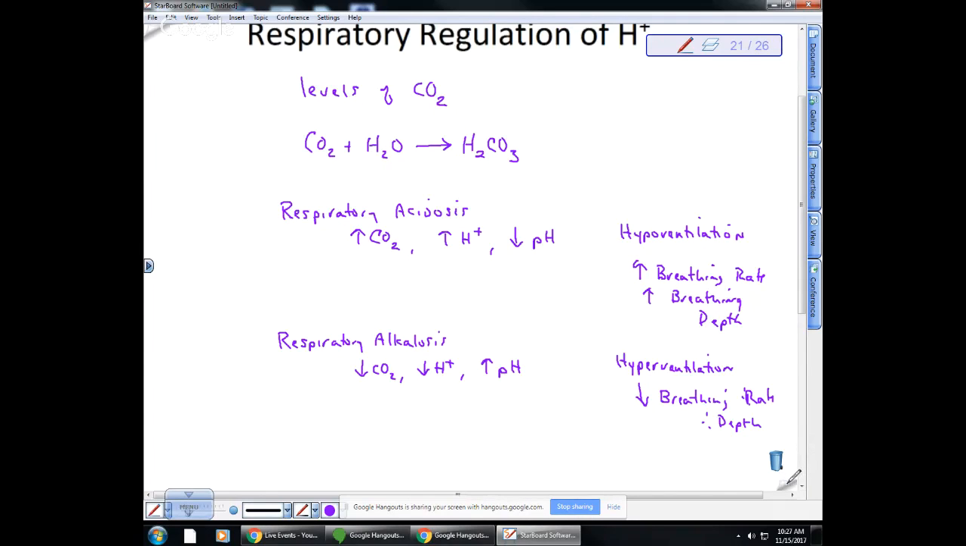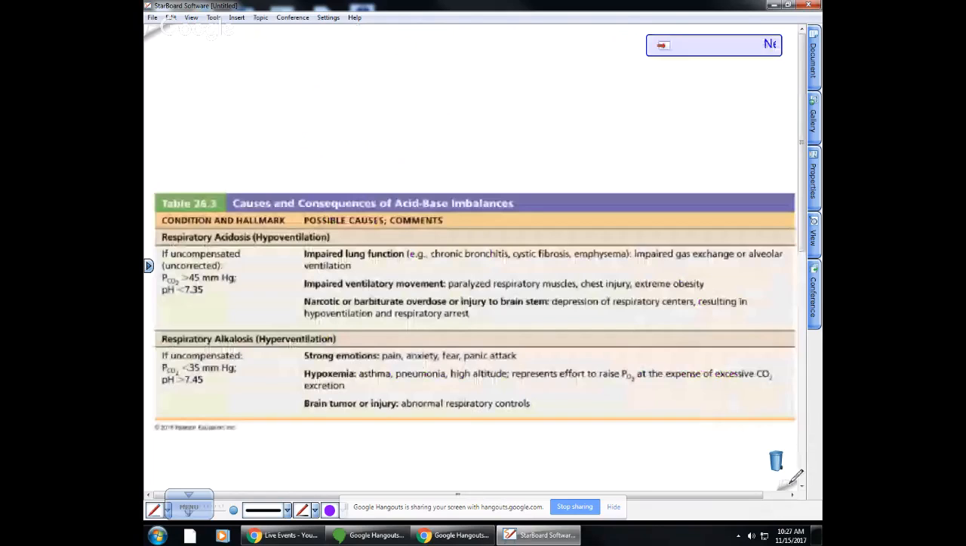Okay, so this is what kinds of things cause these. Hypoventilation, right? So impaired lung function. We talked about bronchitis and emphysema. Cystic fibrosis is actually a genetic disease. Impaired ventilatory movement, okay, so this is if you have paralyzation, and then some barbiturate or necrotic illnesses or injury to the brain stem can depress the action of the respiratory centers.